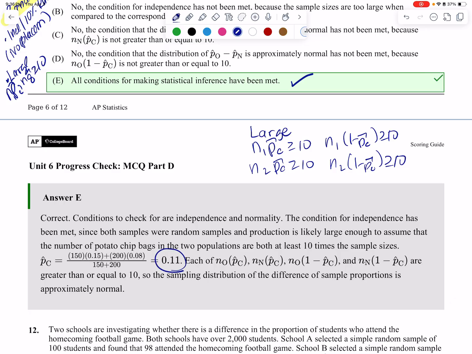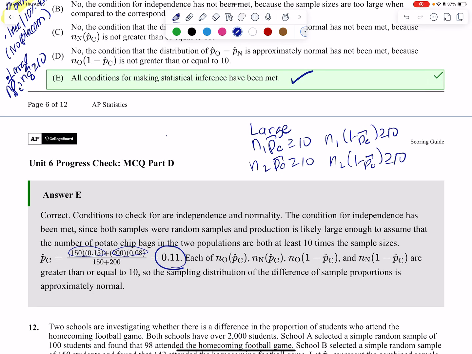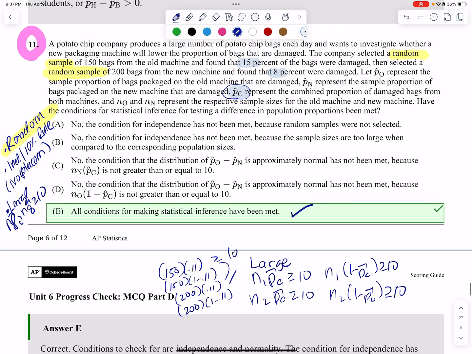There's my p-hat C, which is 11%, because it takes each one of them, 150 times 15% for the first one and 200 times 8% for the second one. It tells you how many that is going to be for each one. And then if you put them all together, we have 150 times 11%, 150 times 1 minus 11%, and then 200 times 11%, and 200 times 1 minus 11%, and all of these are greater than or equal to 10. So it makes it approximately normal. All right, so that's that one.